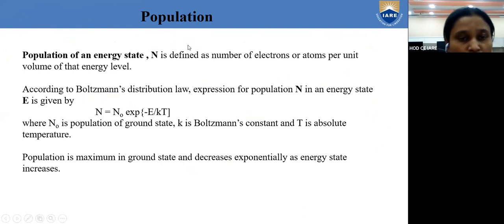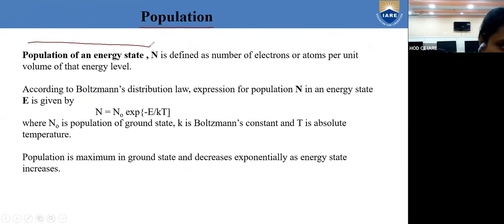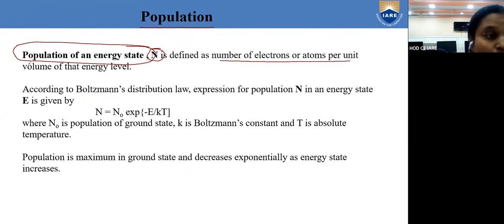Next is population. The next definition is the population of an energy level. How do you define the population of an energy state and what is its notation? Generally it is denoted by capital N. Capital N defines the population of an energy state. The number of electrons or atoms present per unit volume of an energy level is the population of that energy state.